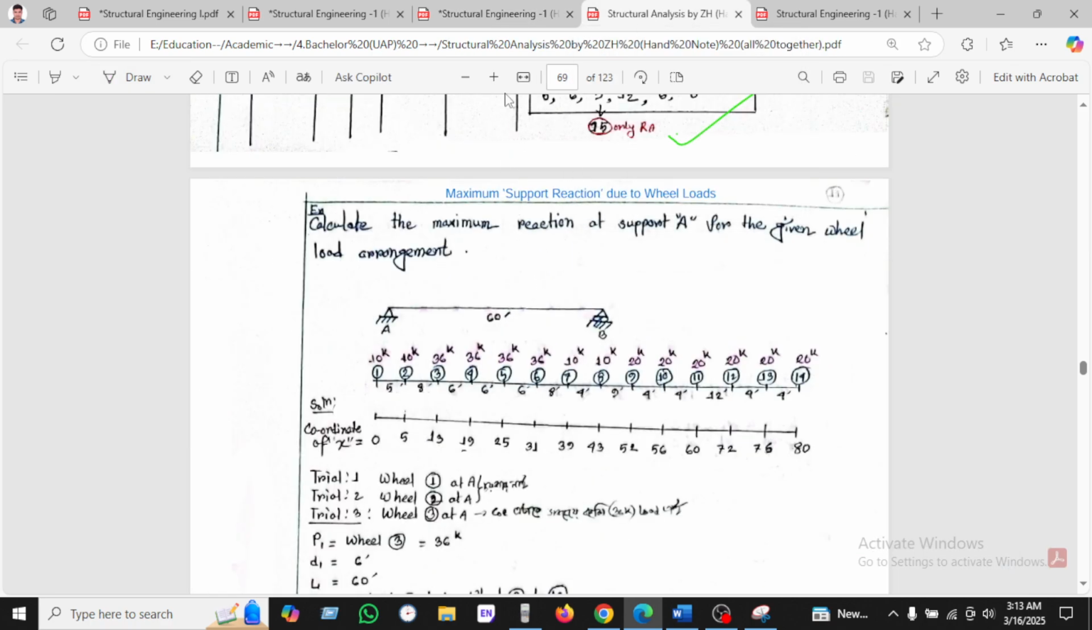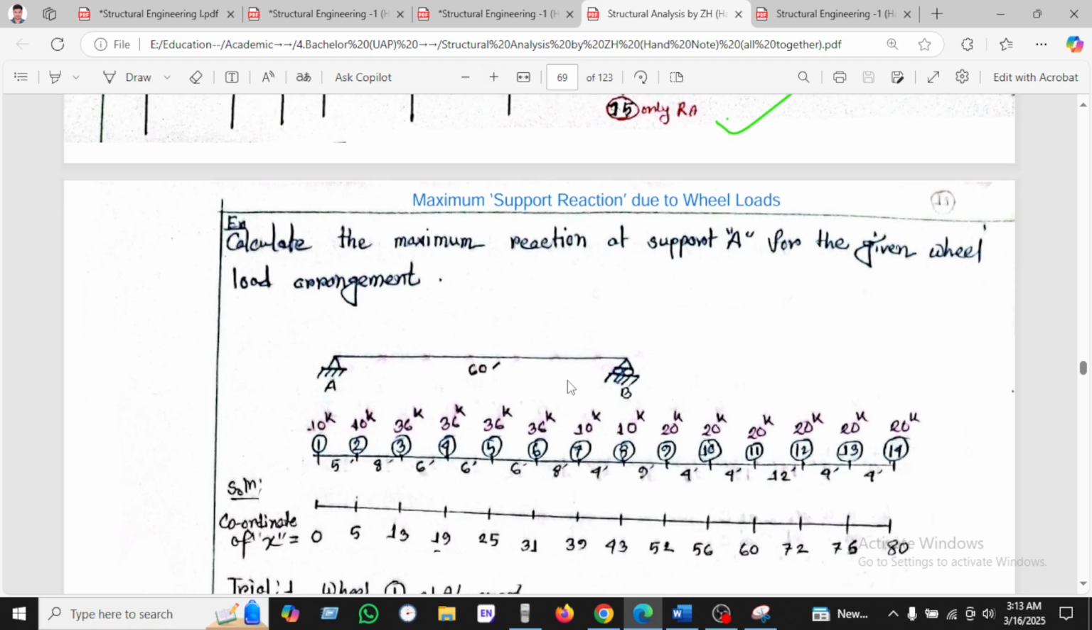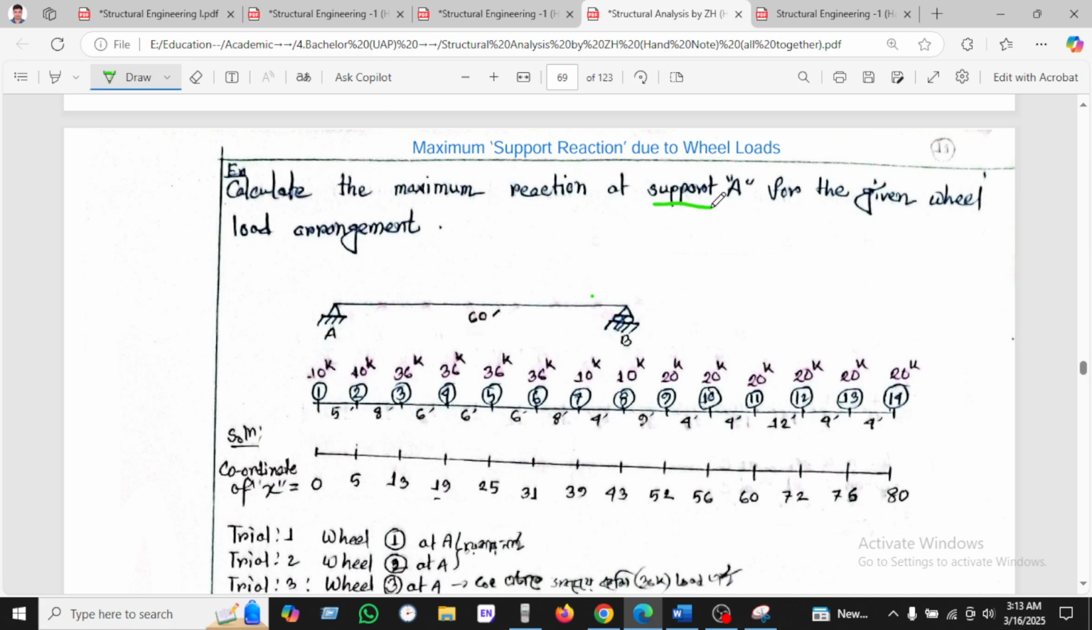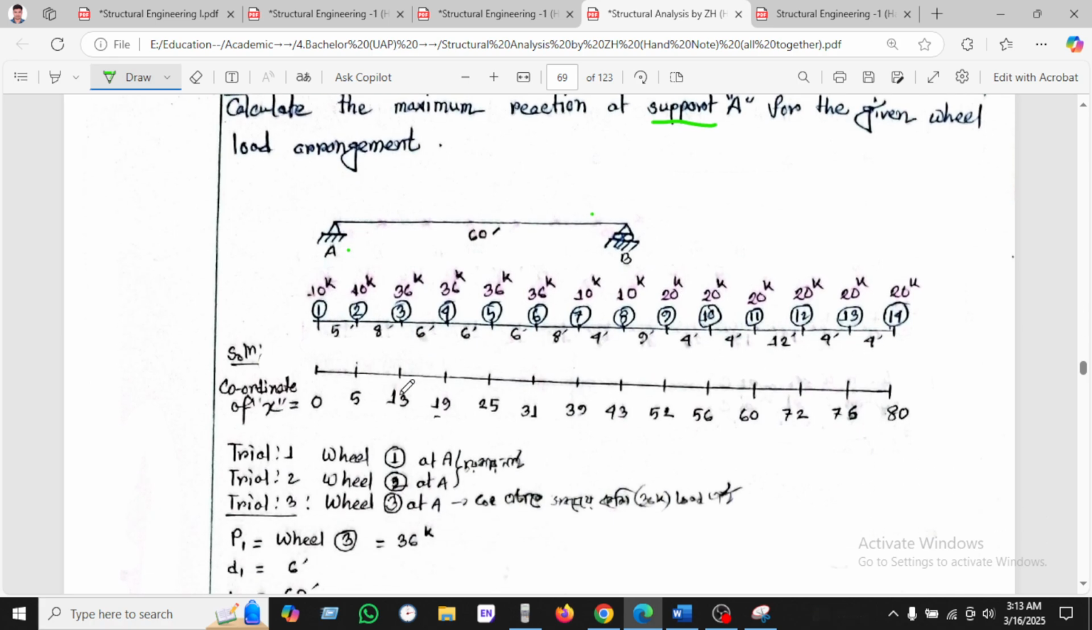This is another example. So calculate the maximum moment. We have to calculate the maximum moment where the reaction is at A. Here is the A. For the given wheel load arrangement, we have been seeing the load arrangement is given. So wheel 1 is 10, and 2 is 10, and 3 is 36. So I will not do trial 1 and 2. So these are trial 1 and 2. I will just skip.